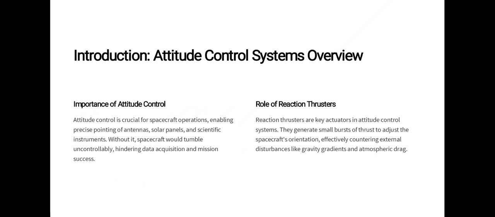Role of reaction thrusters. Reaction thrusters are key actuators in attitude control systems. They generate small bursts of thrust to adjust the spacecraft orientation, effectively countering external disturbances like gravity gradients and atmospheric drag.